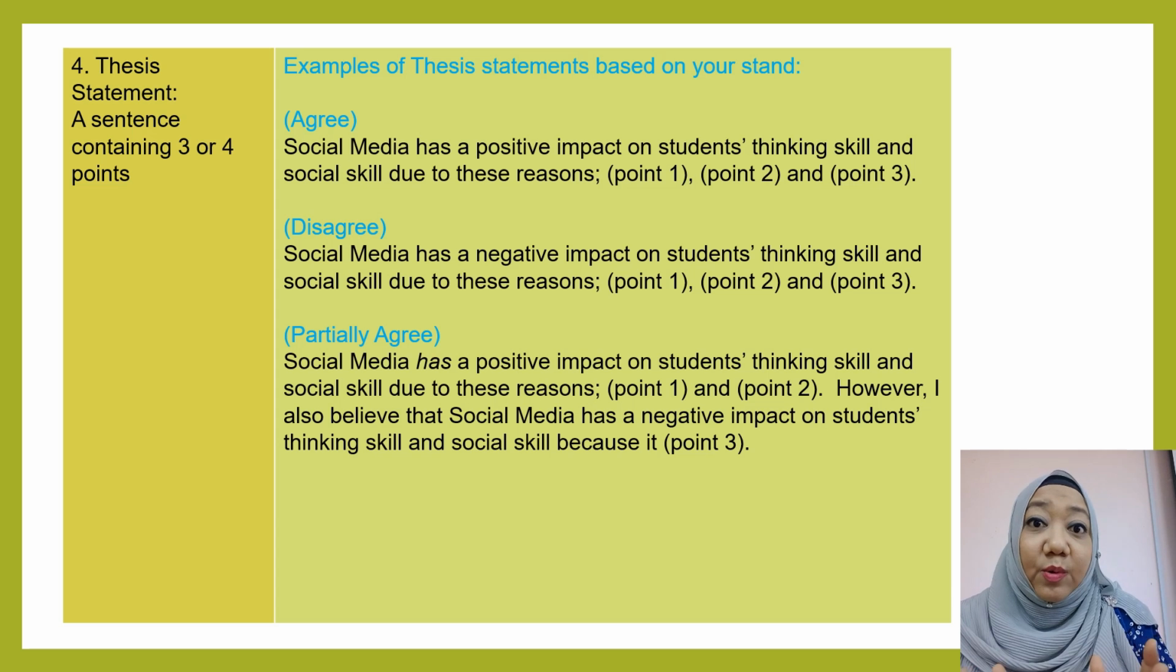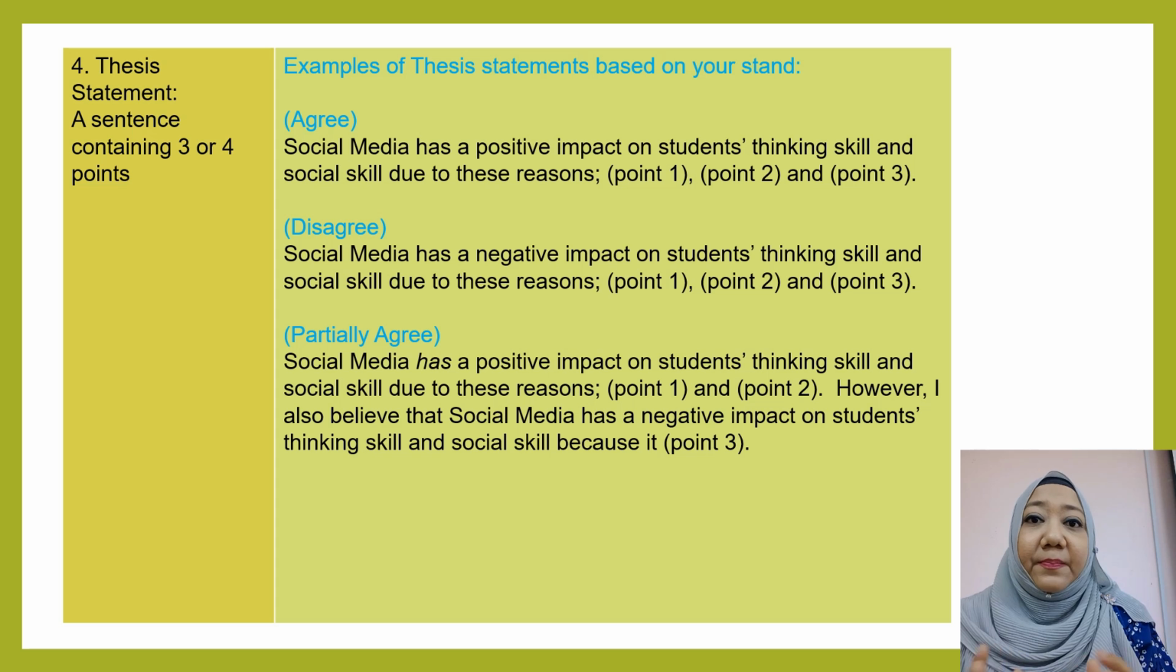Now, let's say if you agree, you have to write your thesis statement like this: social media has a positive impact on students' thinking skill and social skill due to these reasons. And then you mention your points: point 1, point 2, and point 3, and point 4 if you have 4 points. Next, let's say if you disagree. This is how you write your thesis statement. Okay, I'm going to read it to you. Social media has a negative impact on students' thinking skill and social skill due to these reasons: point 1, point 2, point 3, and point 4 if you have 4 points.